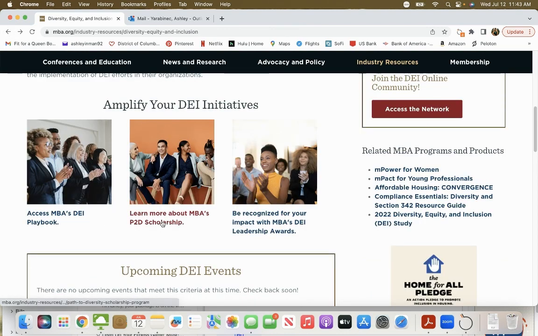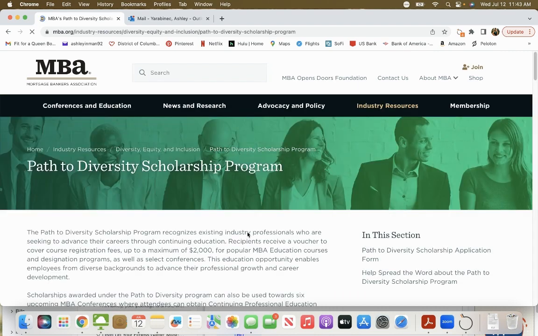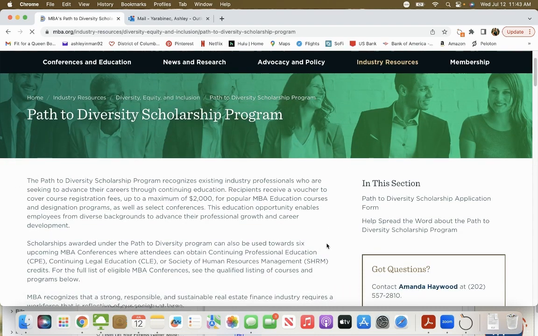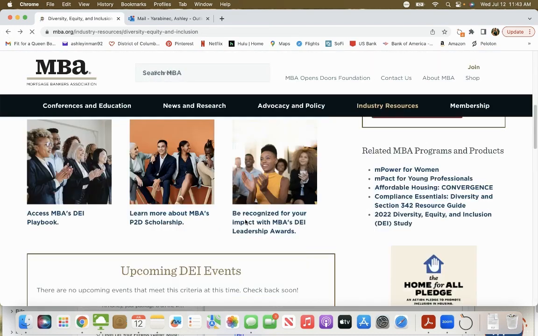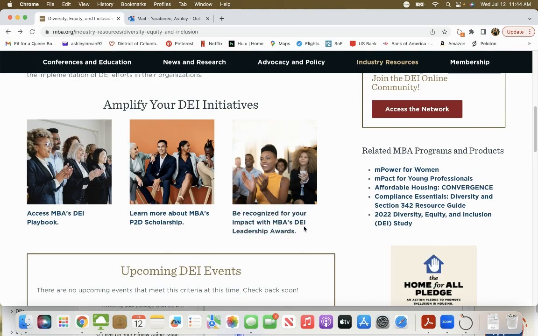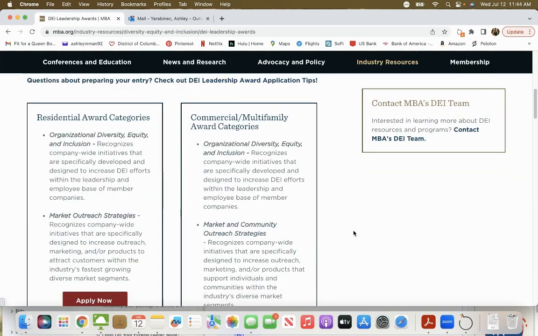You can also learn more about the Path to Diversity Scholarship. This is a great one that gives applicants a maximum of $2,000 towards popular MBA education courses, as well as some conferences. And you can also access the MBA's DE&I Leadership Awards, where you can apply for both the residential award categories and the commercial categories. There's an organizational diversity, equity, and inclusion category, and then there's also the market outreach strategies category that you can apply for.